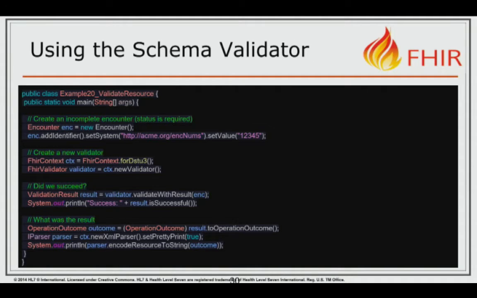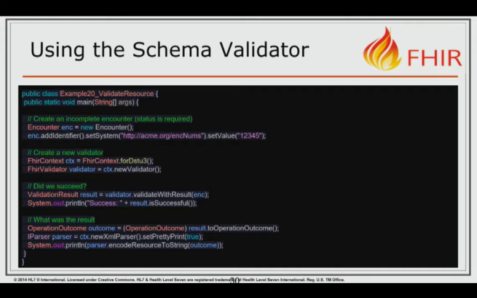Using the Schema Validator, it's fairly simple. I've got an example up on the screen. As I was saying in the HAPI intro tutorial this morning, the gateway into HAPI always is the FHIR context object. Just like with every other part of the library, you create a FHIR context object. In this case, you ask it for a validator. Typically, and I'll show you in a minute, you would be adding some modules to the validator. But if you haven't done that, you're using the default, which is Schema and Schematron.